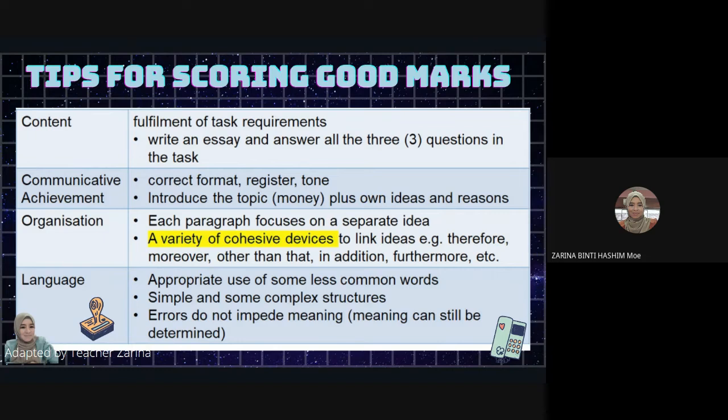Errors. If you have errors, that means we can still understand the meaning. That means your errors are not so glaring, not so severe. But if you spell the words wrongly and it means something else, that is not a simple error, that is a gross error.